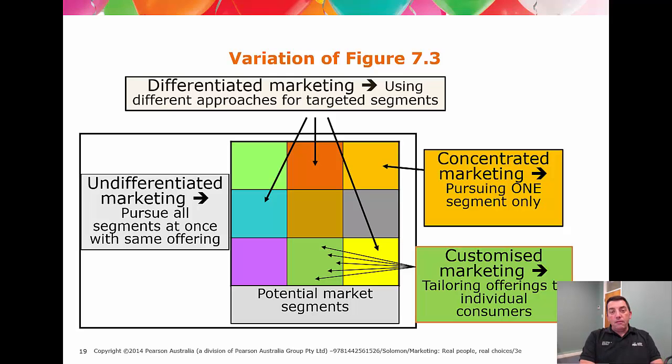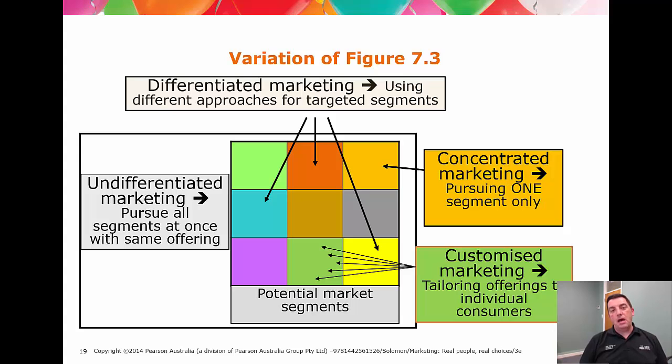Undifferentiated marketing, everyone gets the same. So there's no difference between one segment and the other in terms of what they get. Now, concentrated marketing, or what some people call niche, we aren't going after more than one segment. We only make those people happy, so they get their own marketing mix applied for them.